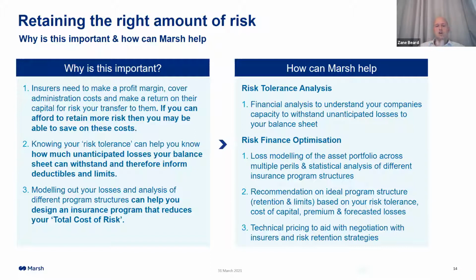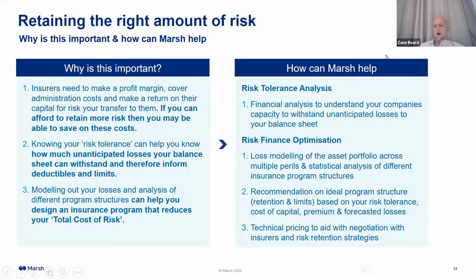So you want to know, what is your risk tolerance? How much unplanned losses could your balance sheet afford to take in any given period of time? And then you can use that to understand your deductibles and limits. And then you want to look at, well, I can afford to retain more risk, but will it be an adequate reward? Will the premium saving justify the additional risk? And you really want to know those trade-offs when you're making those decisions, so that you can, what we call, balance your total cost of risk, which is your premium plus those losses that you will incur.